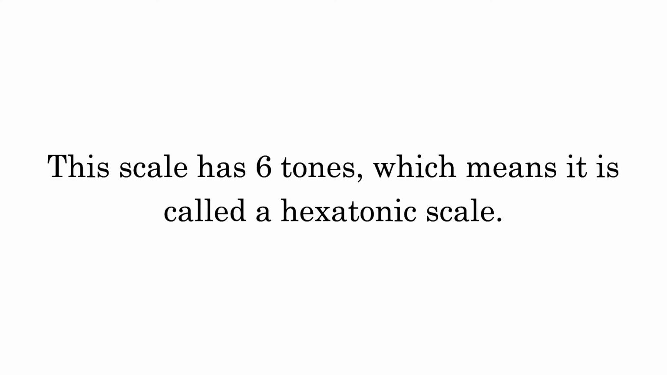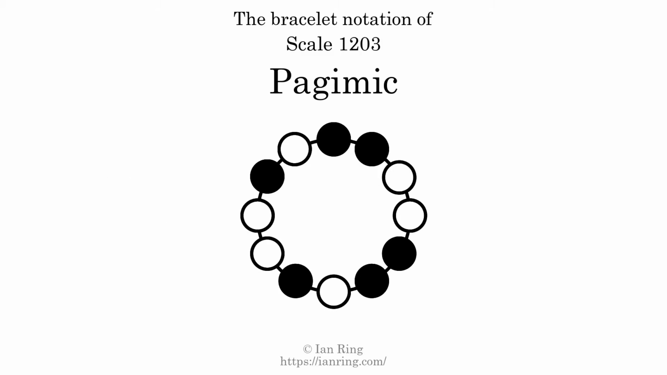This scale has 6 tones, which means it is called a hexatonic scale. This is a bracelet notation diagram of scale 1203. The shaded circles represent tones that appear in the scale, and they are read clockwise, starting at the top.